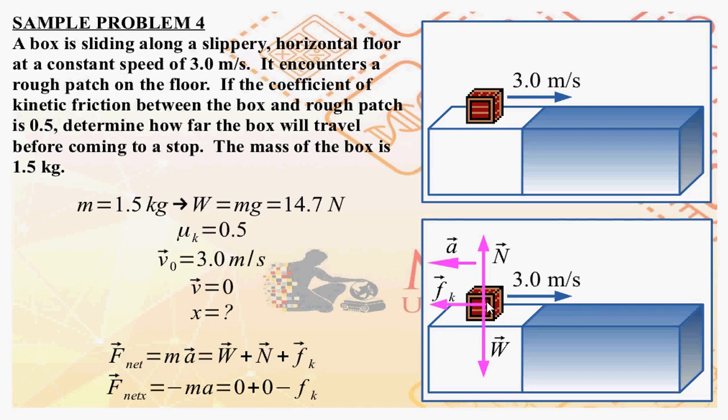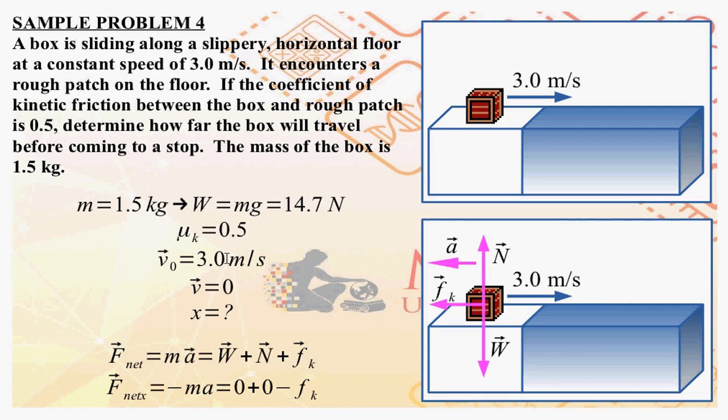The box has mass, so it has weight vertically downwards. Because of the weight, the box is pressing into the horizontal floor. The floor will produce a normal force in reaction to the box pressing into it. So you have weight downward, normal force upward. The box is going to slide to the right. Kinetic friction will oppose that, so kinetic friction will be heading to the left.